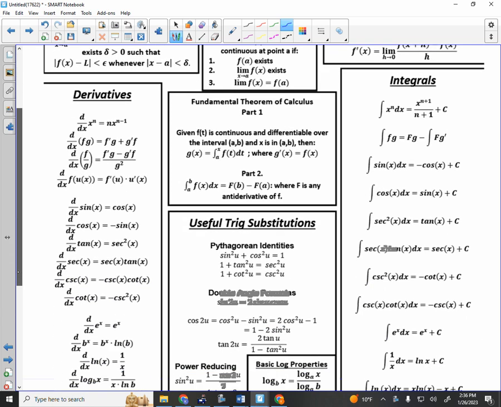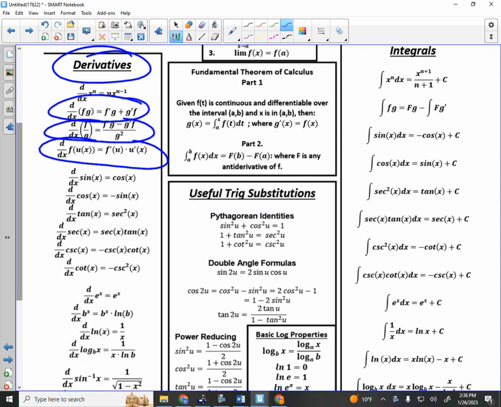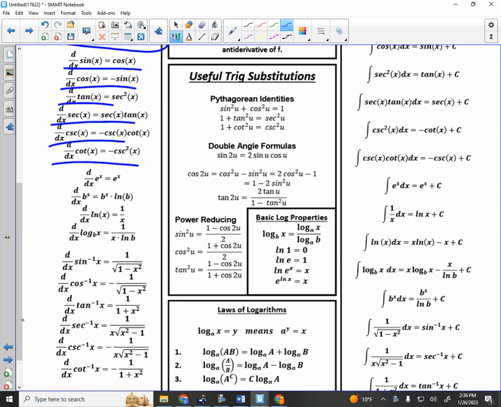If you look, I have all of your derivatives on this side. I have the product rule. I have the quotient rule. I have the chain rule. I have derivative of sine, cosine, tangent, secant, cosecant, cotangent. I have all of your exponentials, your inverse trig functions, a lot of it's there.